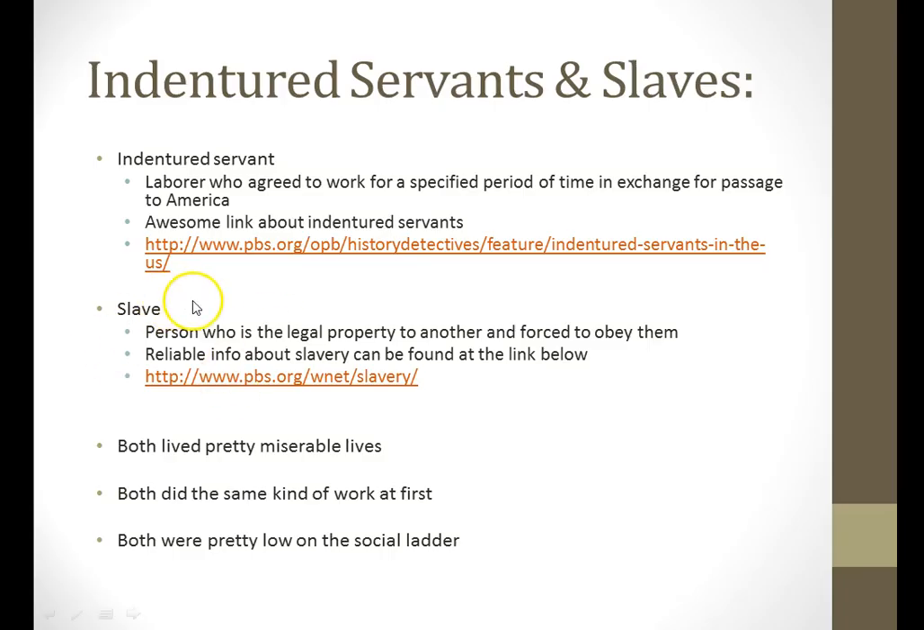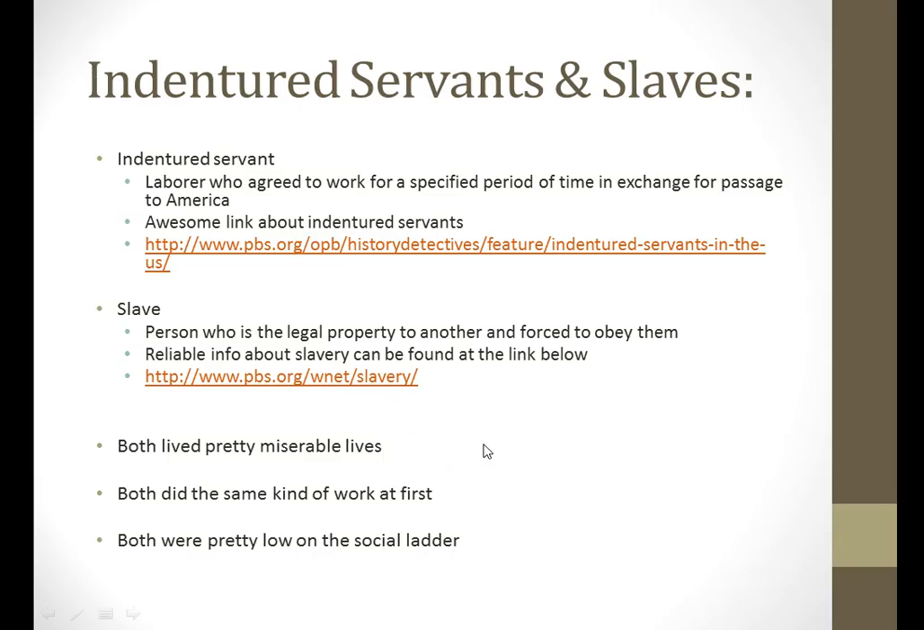Now, slave. What is a slave? A person who is the legal property of another and forced to obey them. All right? This person is not a person according to the law at this point. A slave is property. It's the equivalent of a dog or a cow or a horse. Okay? Now, some really good reliable information can be found at this link. And again, when I say should go, it means you must go. You must go to that site and take notes, okay?